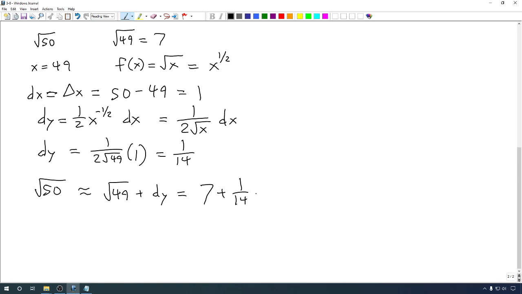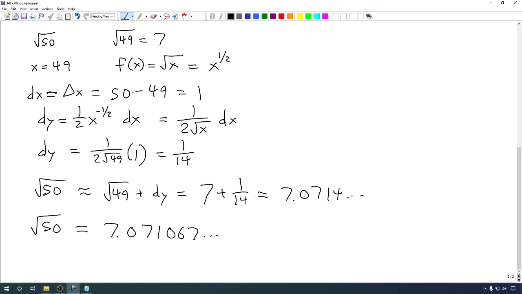And if you want to, we could actually use long division to get the decimal version of this. This is equal to 7.0714 and so on. Now, how close did we actually get? We know how to find the square root of 50 using a calculator. So if we go ahead and just do that, our calculator tells us that the square root of 50 is exactly 7.071067 and so on.